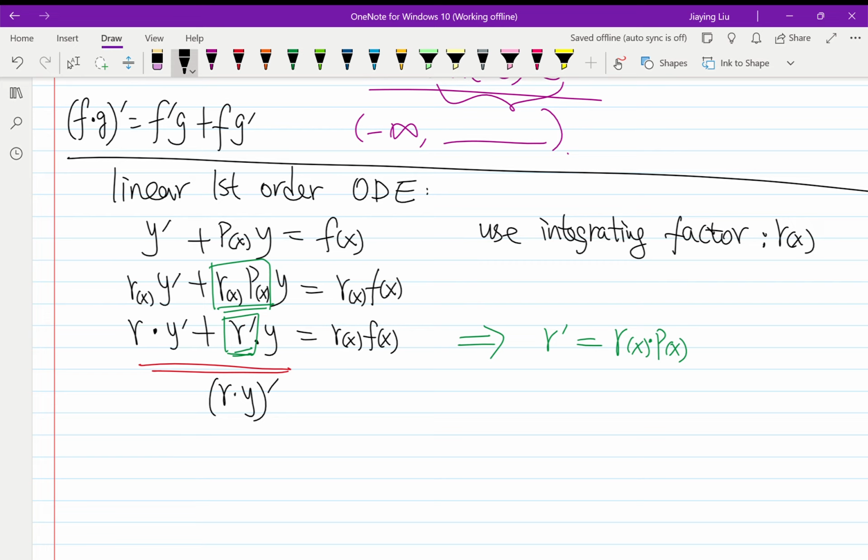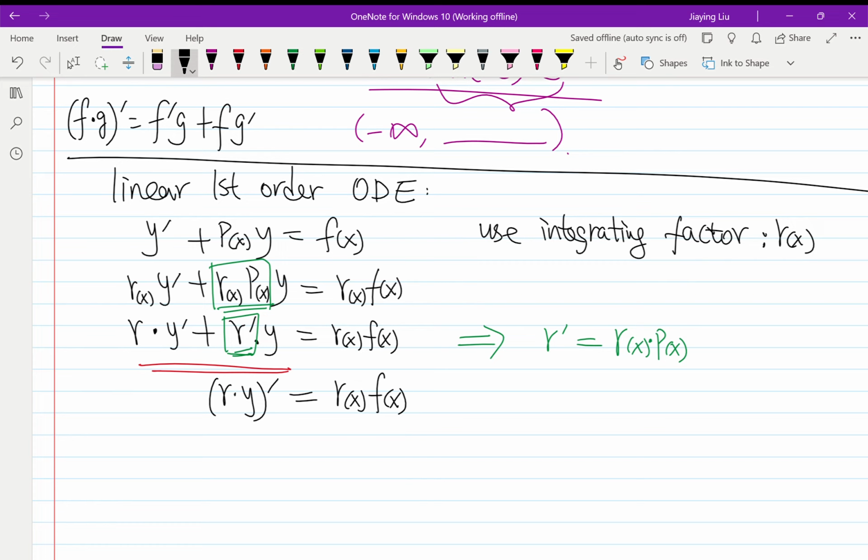And the right-hand side is still the same, R of x f of x. And why do we do this? Well, there's an advantage of writing it this way, because on the left side we have a derivative, and on the right side we have a function of x.